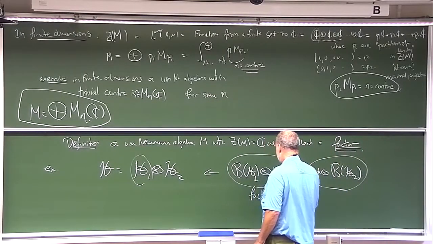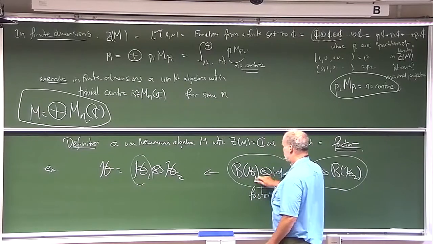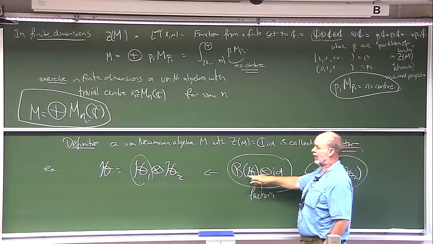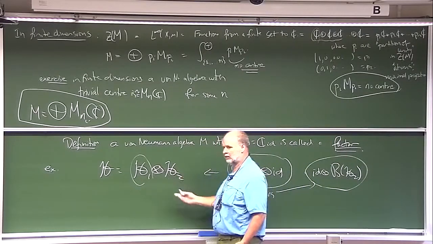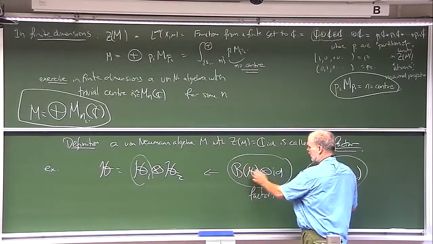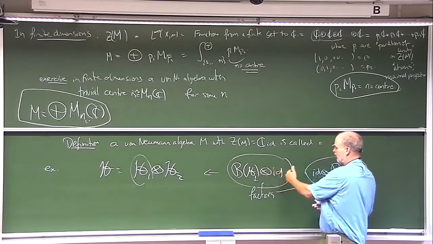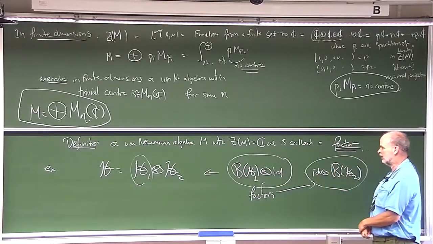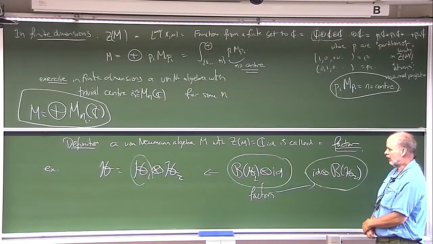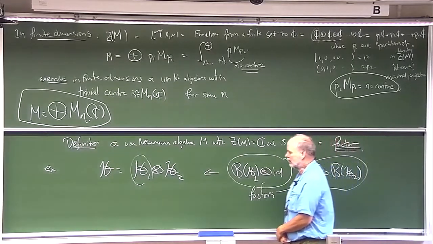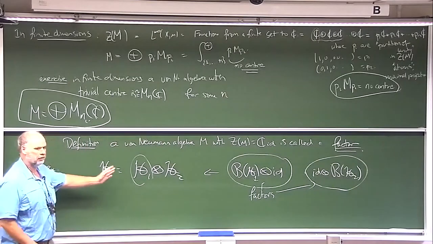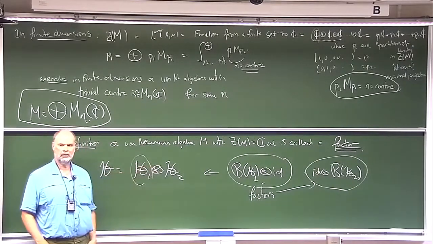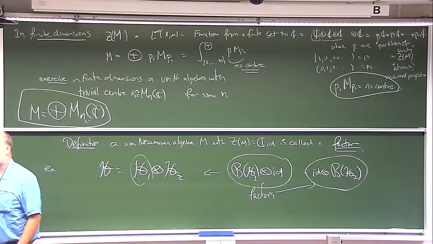Abstractly, they're nothing but some B of H, but they're acting on a bigger Hilbert space than their own Hilbert space. So this is just B of H amplified to act on a bigger Hilbert space. So these are factors, and so we see that these factors correspond to a tensor product factorization of the Hilbert space. That's where the name comes from.